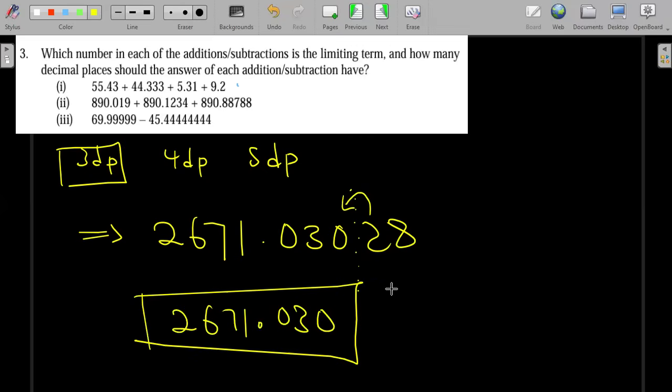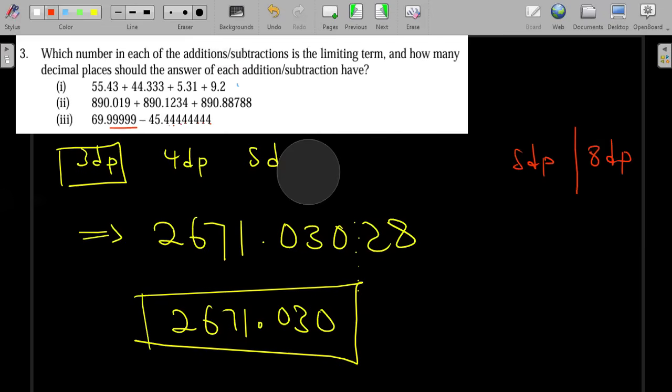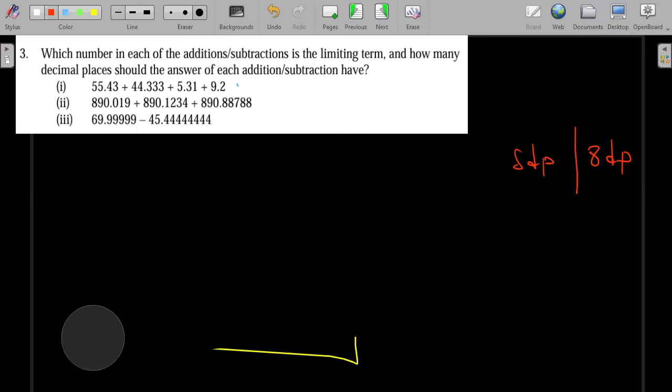Okay, so this will be our final answer on the second one here. What about the third one? The third one, this guy here has how many decimal places? 1, 2, 3, 4, 5. So it has 5 decimal places. And then what about the other one? It has 1, 2, 3, 4, 5, 6, 7, 8. It has 8 decimal places. Okay, so now let me punch in these guys onto my calculator and see what I'm going to get.